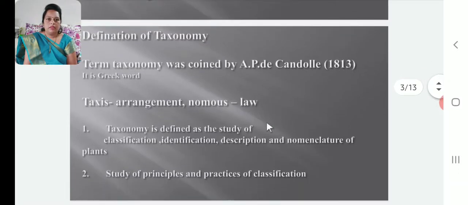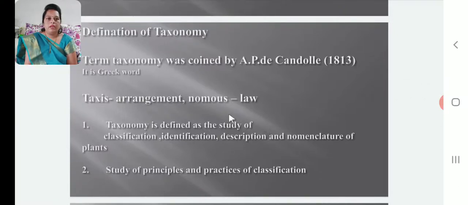The term taxonomy was coined by A.P. de Candolle in 1813. Taxonomy is a Greek word: taxis means arrangement and nomos means law. So taxonomy is defined as the study of classification, identification, description and nomenclature of plants. Another definition is the study of principles and practices of classification.